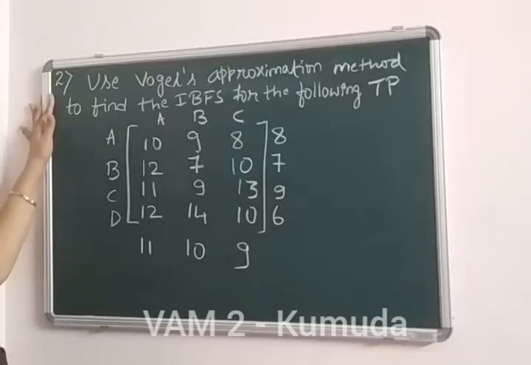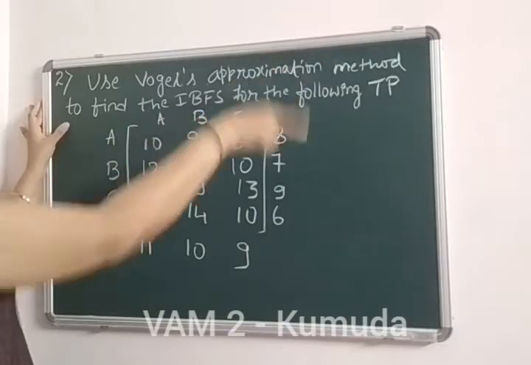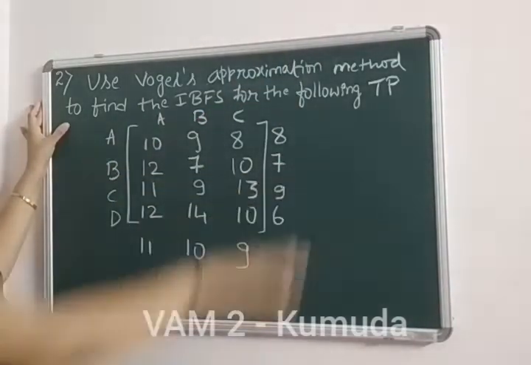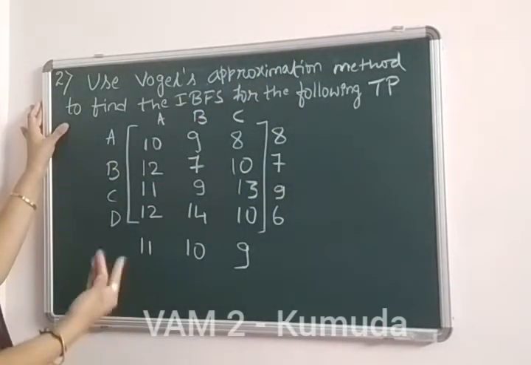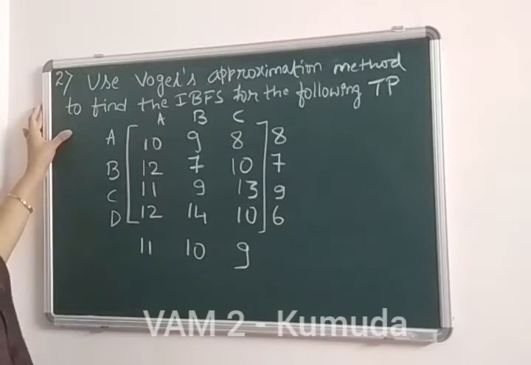Let us solve a problem, that is a transportation problem. So the question goes like this: use Vogel's approximation method to find the IBFS for the following TP. This is the best way of solving a TP to find the IBFS, because it gives you a very close value to the optimal solution.